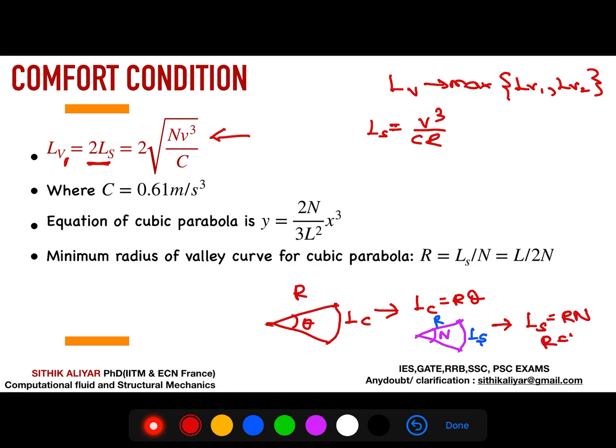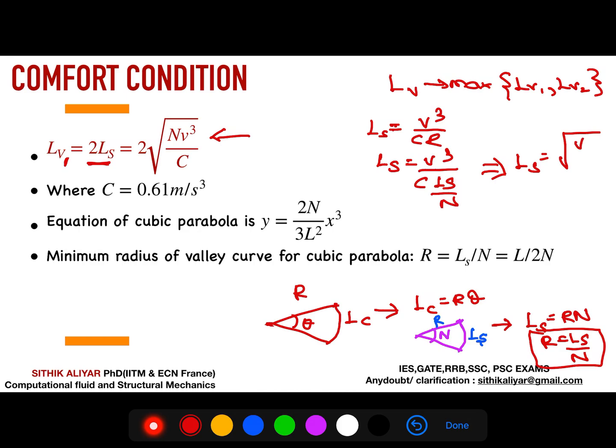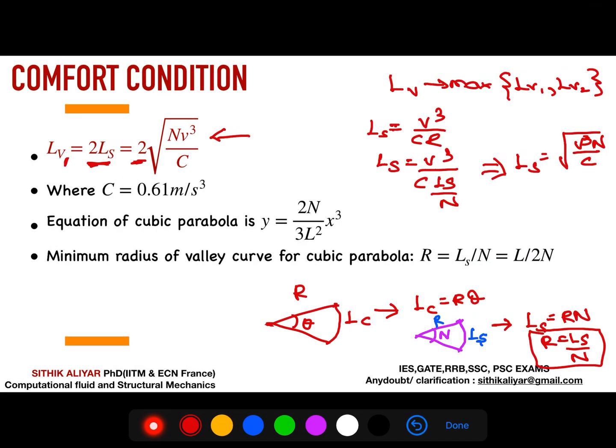So radius can be written as Ls by n, correct? So bring that radius equal to Ls by n here. So Ls can be written as V cube by C into Ls by n. When you do some small algebra, you will get Ls equal to square root of V cube n by C. Length of the valley curve is twice, right? So multiplied by n value, the 2 in front of the square root of n V cube by C. So you got this formula, 2 into square root of n V cube by C.